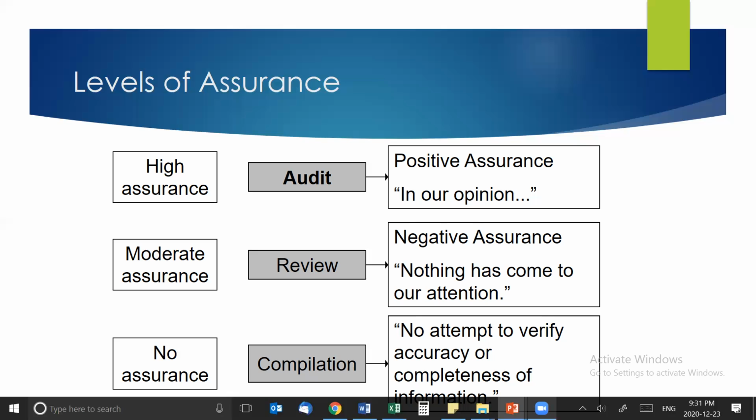In a review, you're doing more work, so you're talking to management, you're asking questions, you're doing some analytical procedures where you're comparing last year's to this year's, doing some variance analysis, stuff like that. You're basically saying that, through our review, there's nothing that has come to our attention that would make us believe that the financial statements are materially misstated. But in an audit, you are saying that, in our opinion, the financial statements are fairly stated and there are no material misstatements. Okay, so 3 types of engagements a company can choose from an audit firm.